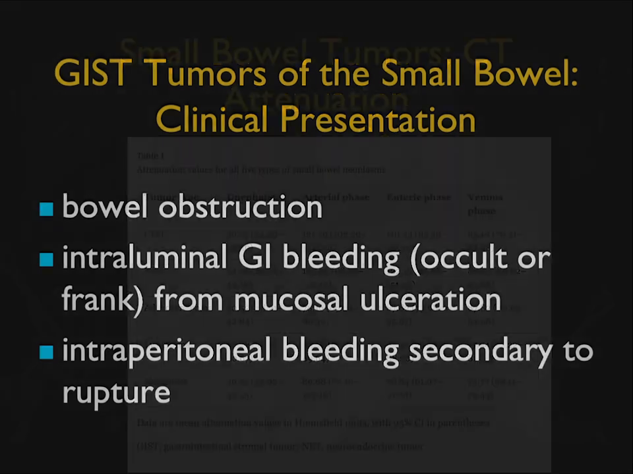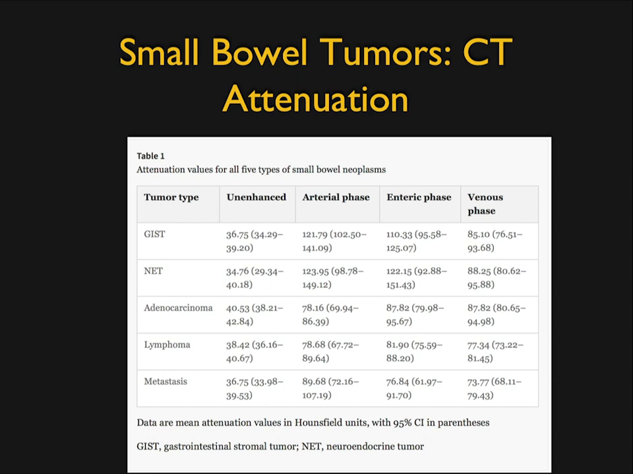So that becomes important. When you look at some of the parameters, this is a chart looking at different tumors from unenhanced arterial, enteric, and venous, and you can see GIST tumors enhance up to 120, and they wash out a little bit. Neuroendocrine tumors, these same numbers are not a whole lot different. Adenocarcinomas, lymphomas are going to be less, both at their arterial phase, the enteric phase, and even at the venous phase. But you can see from this that the phase that probably gives you the best spread is going to be the arterial phase. So that's very important to remember.